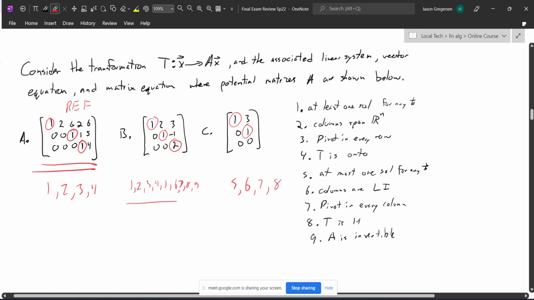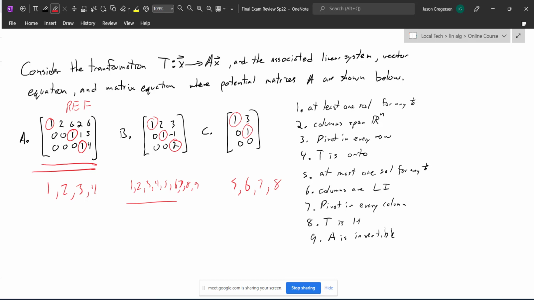All right, that wraps up our existence and uniqueness criteria. Any questions here?